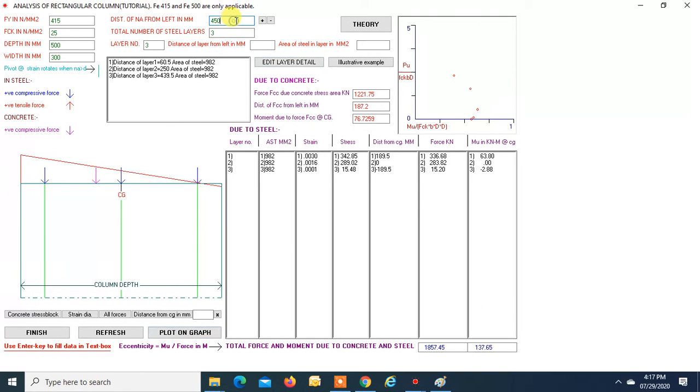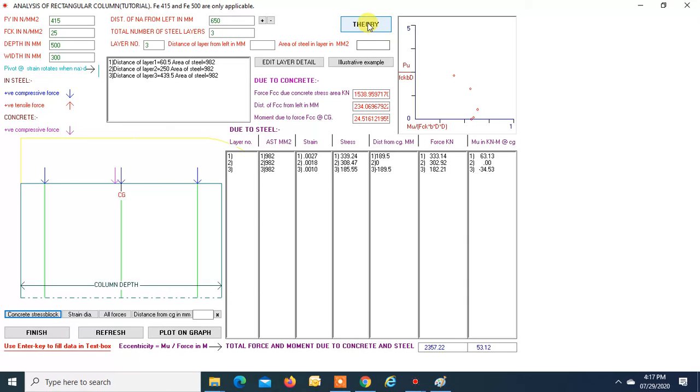Now let us take the distance of NA equal to 650. Press enter. Now click finish. Okay. So the neutral axis is now outside the column section. So the calculations and the theory change, right?